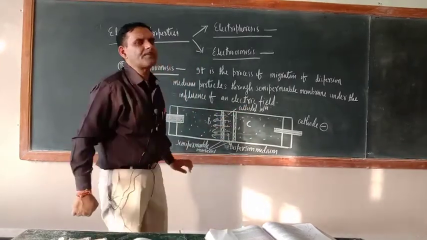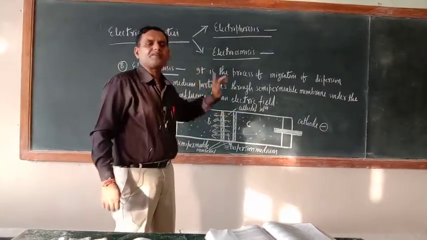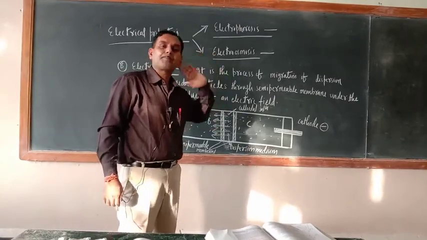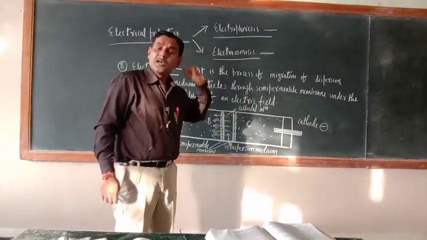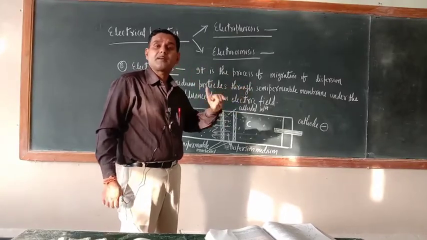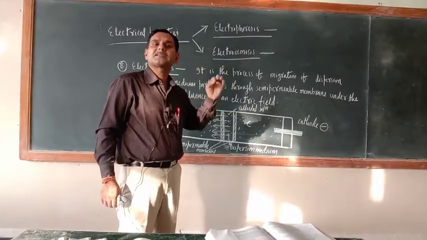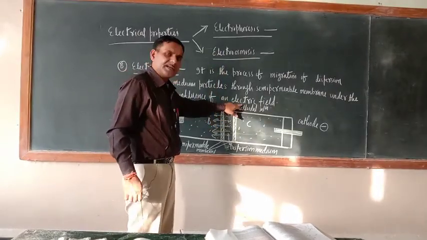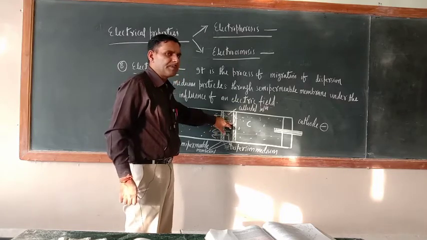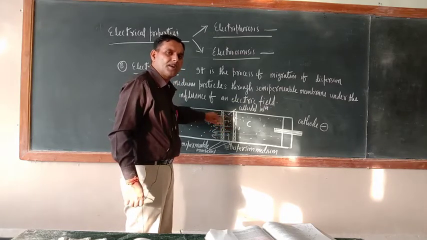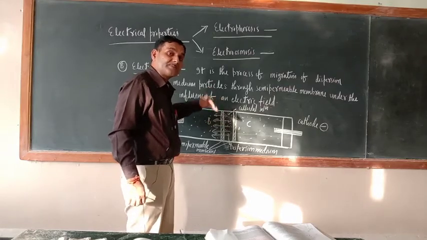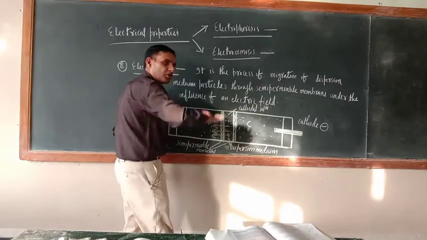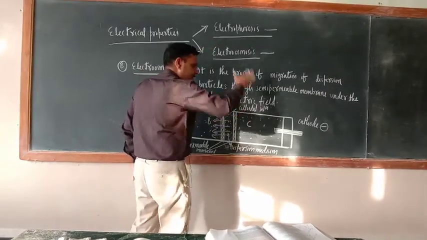What is the meaning of semi-permeable membrane? A semi-permeable membrane is a membrane which allows the smooth passage of dispersion medium or solvent particles, but does not allow the solute particles or dispersed phase particles. So here we have taken a colloidal solution. This semi-permeable membrane will not allow the dispersed phase particles to come out. It will allow only dispersion medium particles to pass through it. That is why the compartment B volume will increase, while this one will decrease.